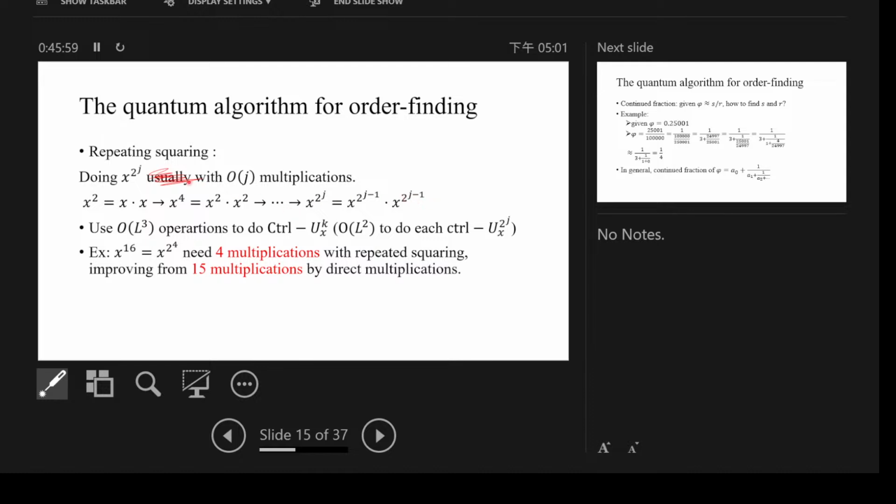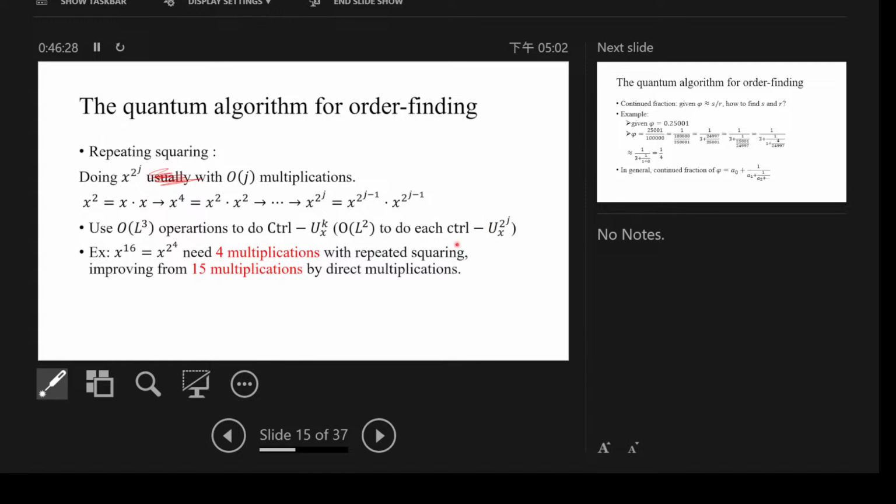Okay, so you only need to do j multiplications to calculate x to the 2 to the j. And if you count all the number of gates you need exactly, then you need the order L cubed operations to do this.